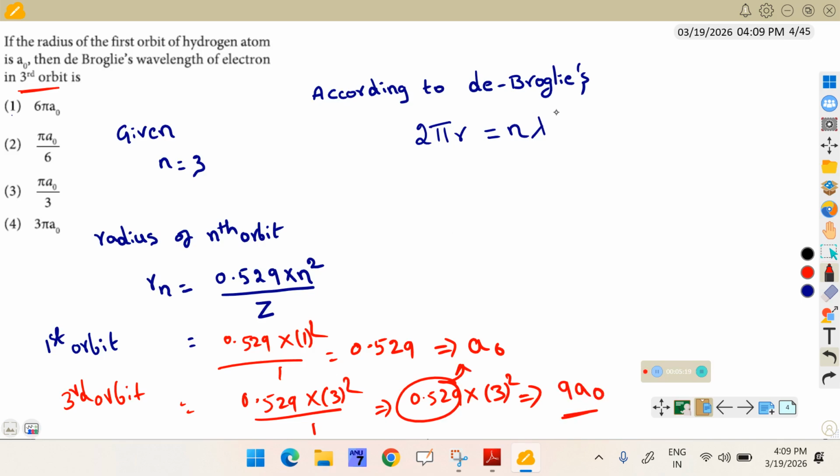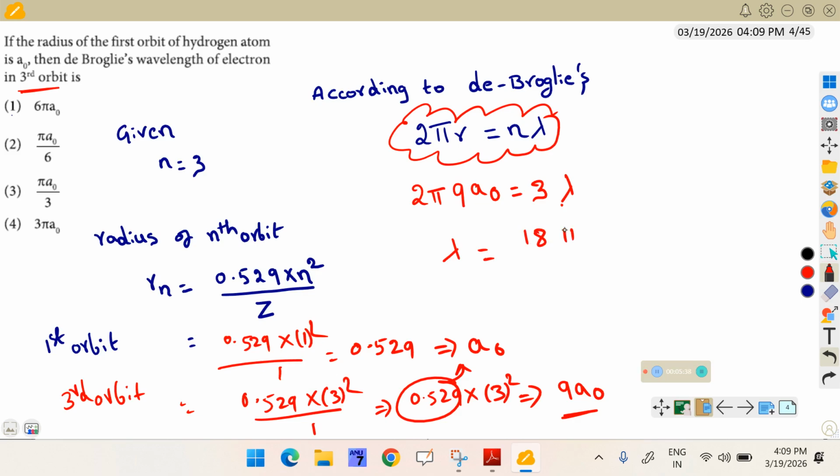Substitute according to de Broglie's: 2 pi r is equal to n lambda. 2 pi r value 9 A naught is equal to n lambda. N value for the third orbit is 3 lambda. Then lambda is equal to 18 pi A naught by 3. Simplify: 6 pi A naught. First option is the correct option.